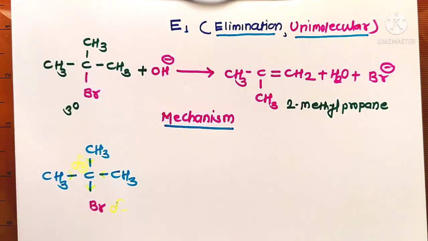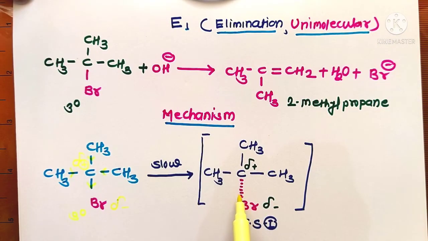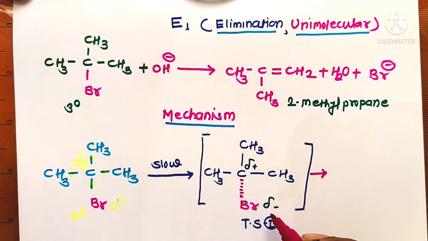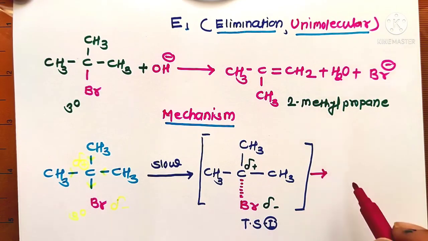Therefore, in this case the tertiary halide itself ionizes to form a more stable tertiary carbocation. The broken bond indicates the eliminating group leaving from this carbon atom. Bromine leaves with its bonding pair of electrons, and this is the slow step of the reaction.